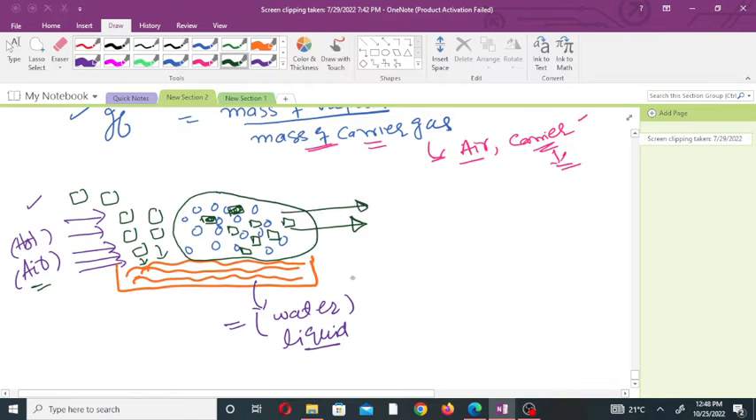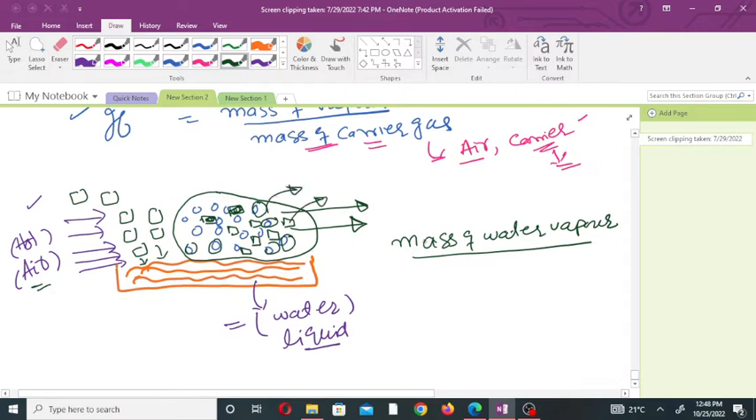So what is humidity? It is the mass of these water vapor molecules, which are carried away by the mass of carrier gas. The mass of water vapor carried by the mass of carrier gas is called humidity, or the mass of water vapor present in the mass of carrier gas, which can be air or benzene or some other gas. So this is the humidity.